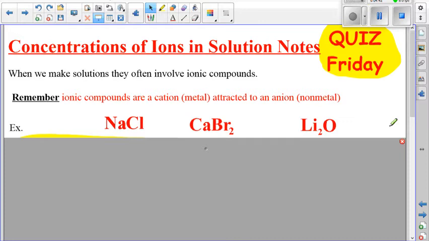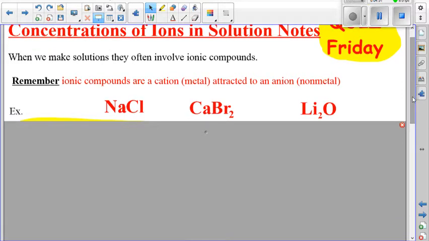Here's some examples of ionic compounds. So you got some NaCl, good old sodium chloride. That's basically just salt. Calcium bromide, all that stuff. Now what I have next here is highlighted, okay, indicating its importance. Now you should write it down.